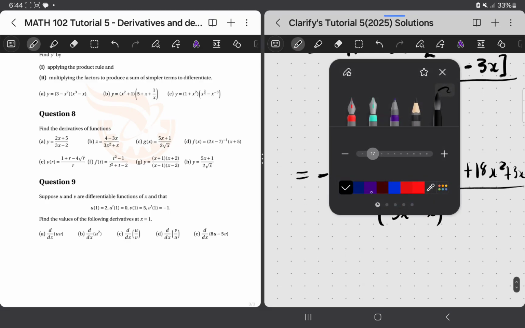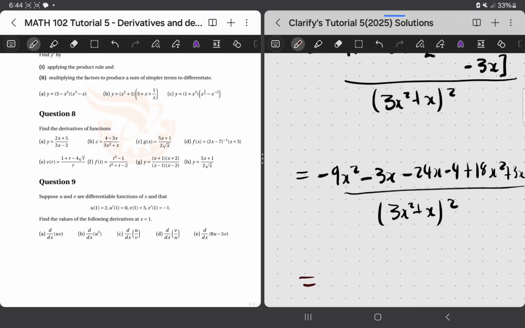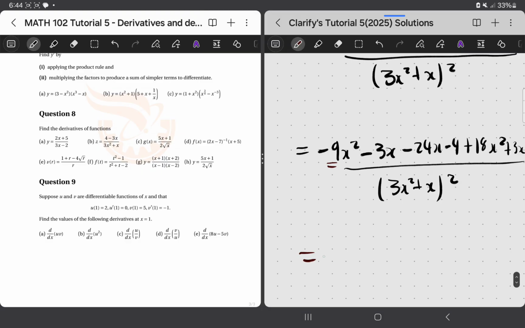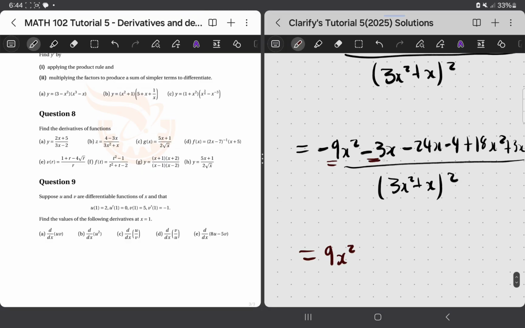We simplify this now. What are we going to get? For the x squared, we have a minus 9 and then 18. So 18 minus 9, you get a positive 9x squared. Then for the things with x, we have a minus 3, a minus 24, and a plus 3. So the minus 3 and the plus 3 will cancel. We'll just remain with a minus 24x. Then we have a minus 4 here.